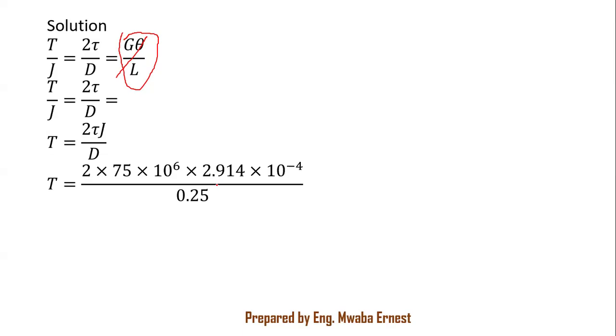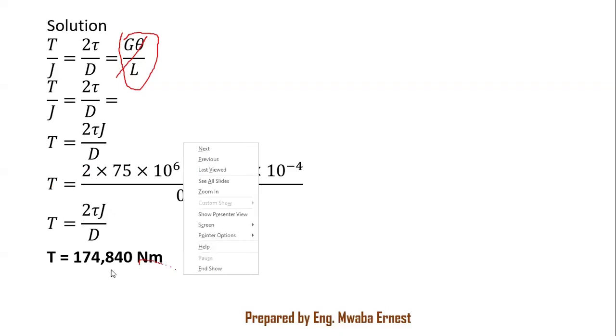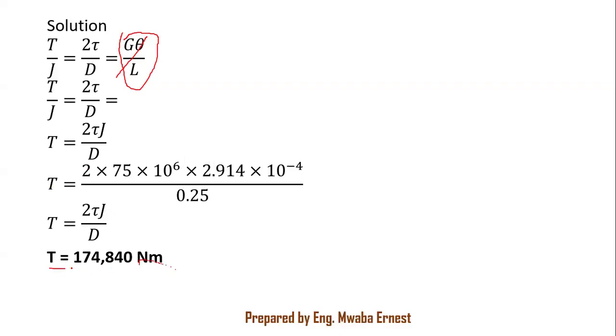If this was a solid shaft, this formula could have easily simplified itself and the J was not even going to appear there. We could have instantly seen the diameters being part of the playing field there. But as it is, we already have the value for J, we just substitute and we are good to go. So what becomes of the torque with such numbers? Our torque is 174,840 Newton meters. This is our torque.